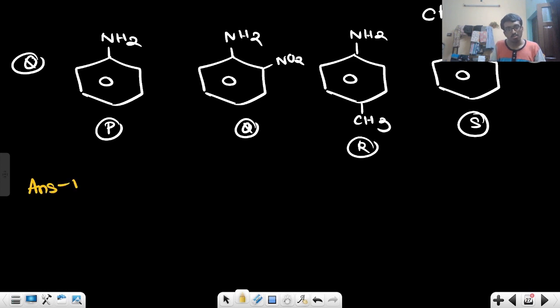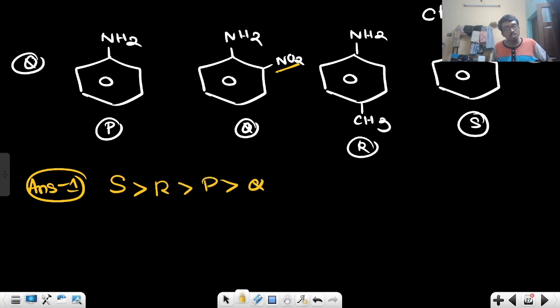Answer number 1. Here the minus M group is there. Here there is a plus I group and there are 2 plus I groups. So S will be more, then there will be R, then P, then Q. First answer. Very good.